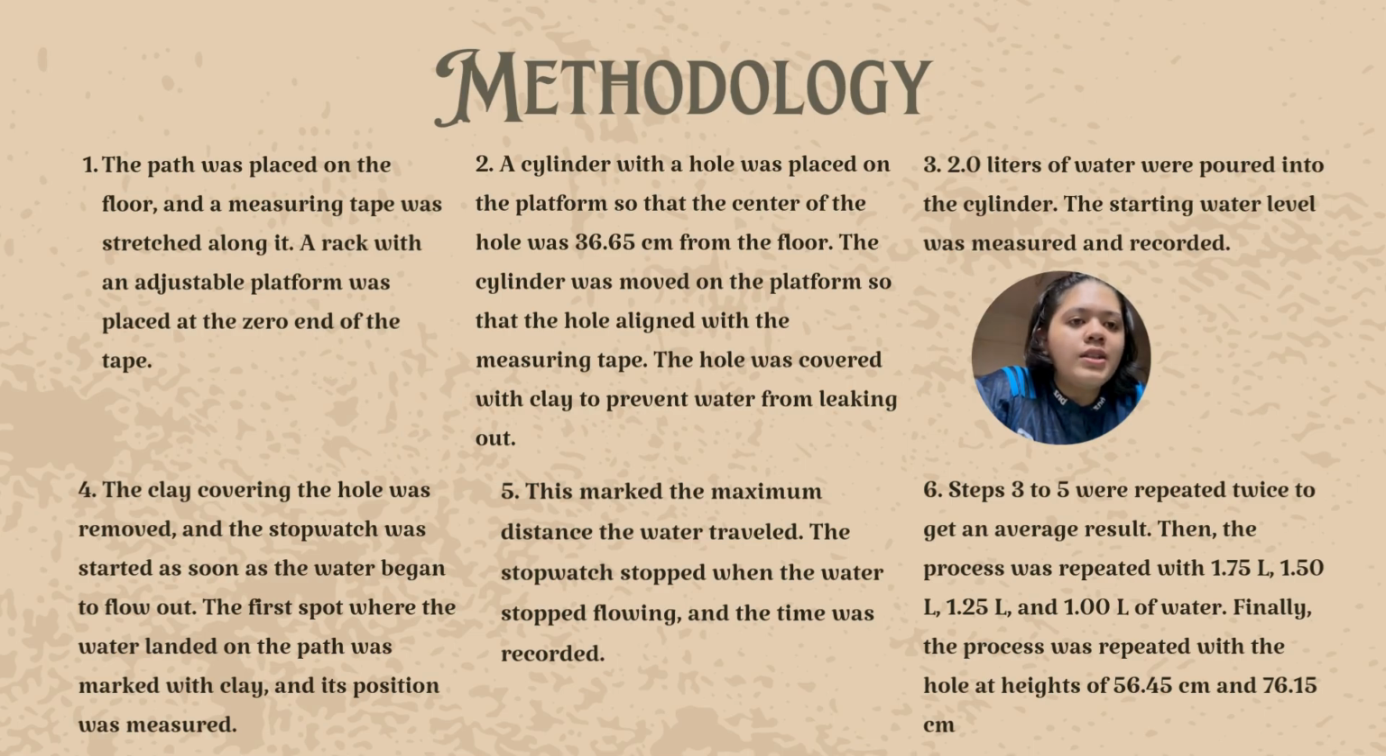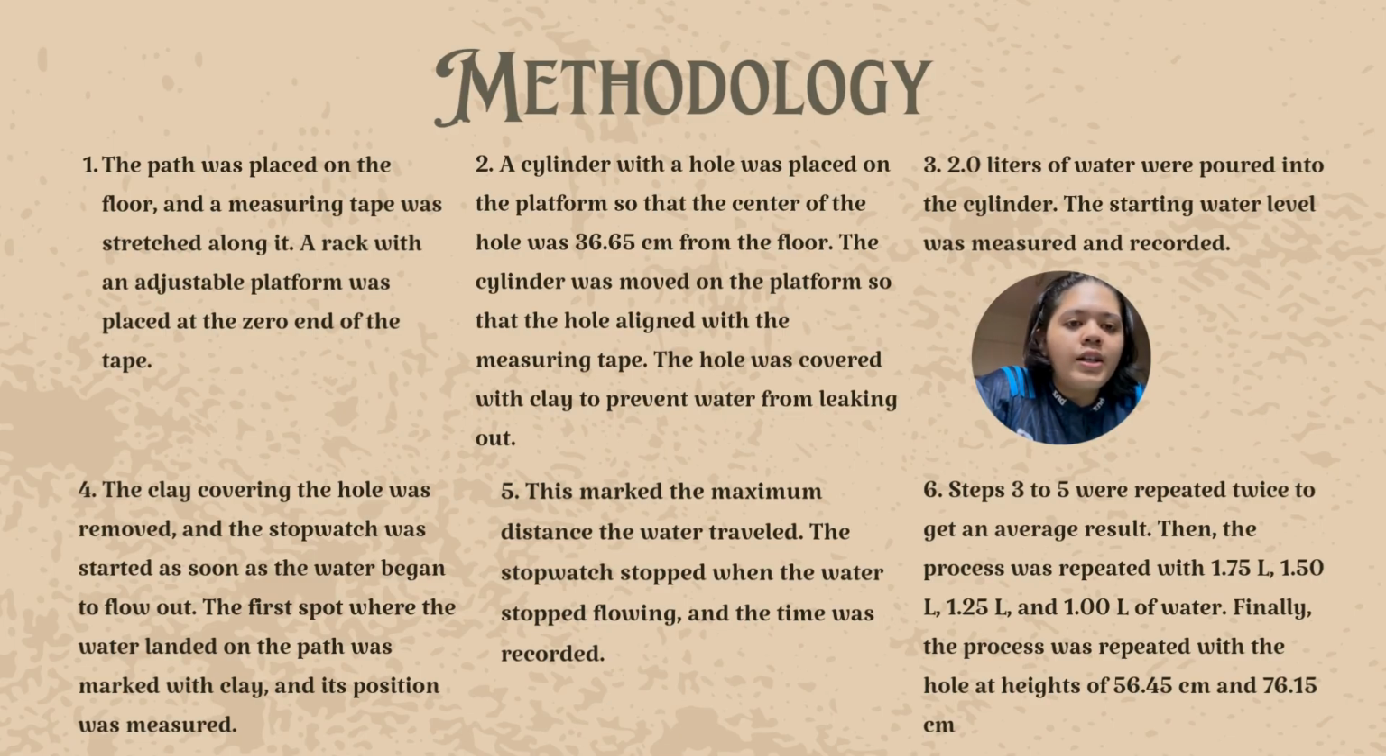Step 2. A cylinder with a hole was placed on the platform, so the center of the hole was 36.65 cm from the floor. The cylinder was moved on the platform so that the hole aligned with the measuring tape. The hole was covered with clay to prevent water from leaking out. Step 3. 2 liters of water were poured into the cylinder. The starting water level was measured and recorded.